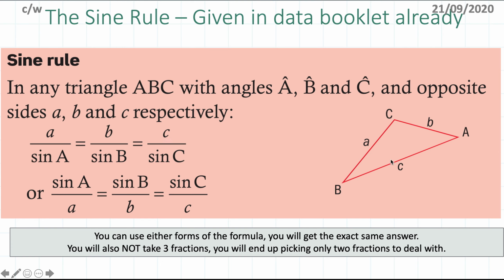Now, what do they refer to? The a, b, and c in lowercase refer to the lengths, and A, B, and C in capitals refer to the angles. So notice how the sine is always next to the angles. Because the lengths and the angles are in the formula itself, it means we can use the formula to either find missing angles or missing lengths.